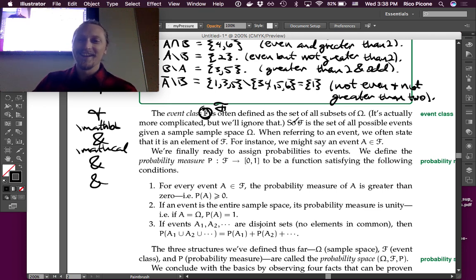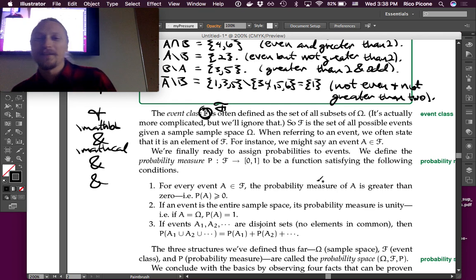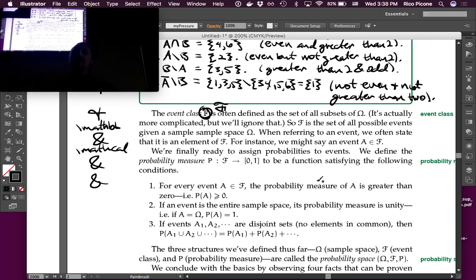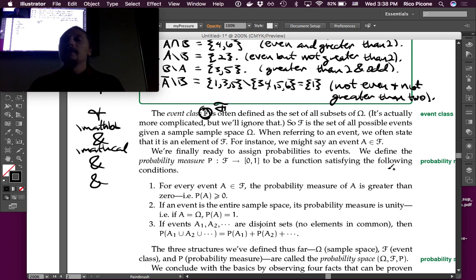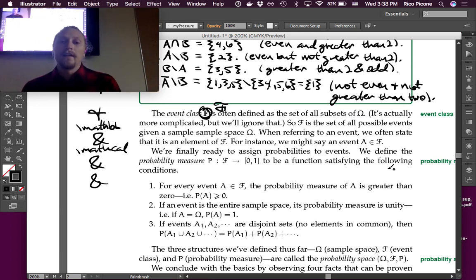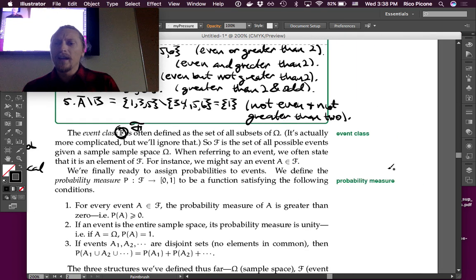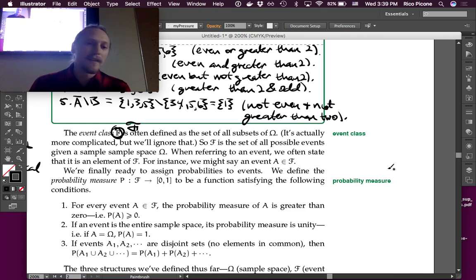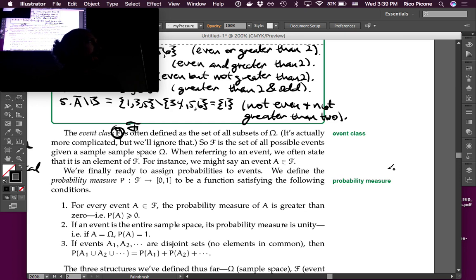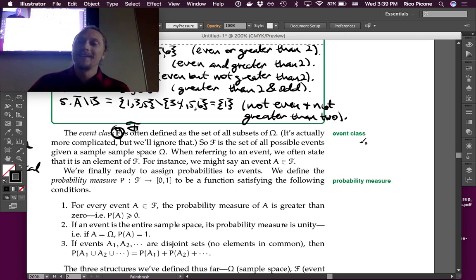All right. So F is the set of all possible events. When referring to an event, we often state that it is an element of F. For instance, we might say A is an element of F. I didn't give you guys a for instance, but let's do a quick one.